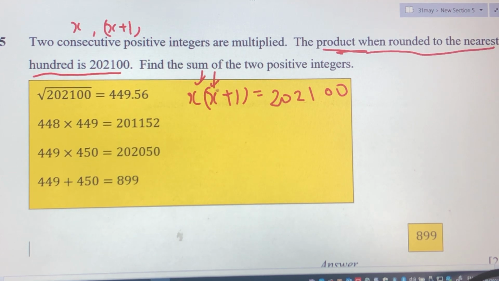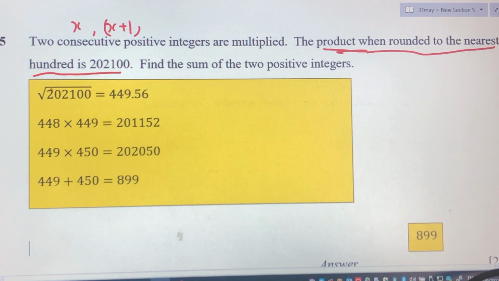Okay, so in this particular question I would say it's a very primary school question. You see the first step here?